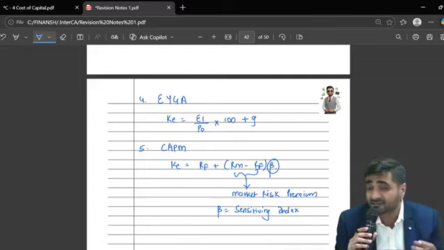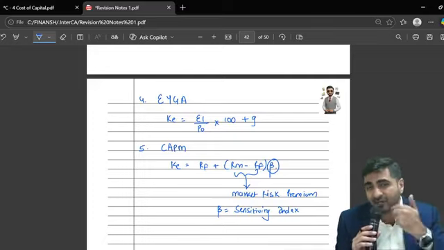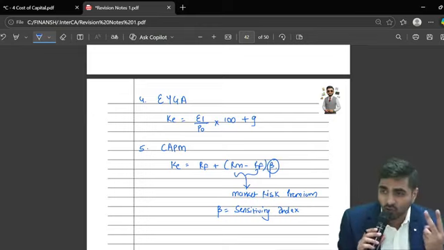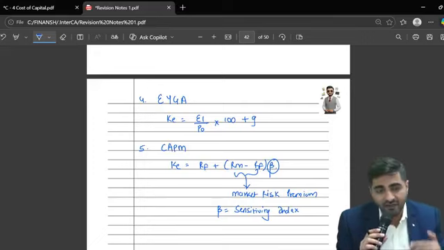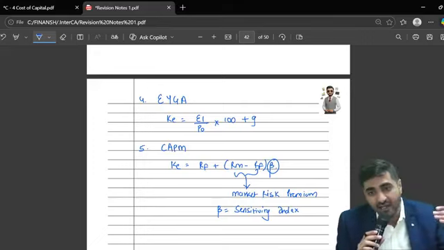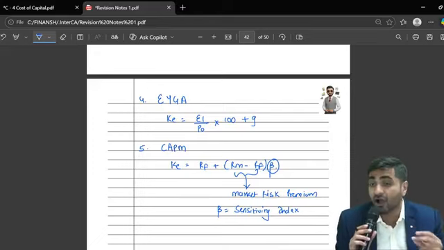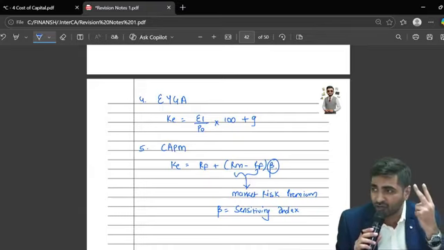Let's say, for example, my market increases by 1% and during that time my share increases by 2%. Can you please tell me what is going to be the beta in this particular case? 2, because it is moving twice as compared to the market. If my market increases by 5% and the stock increases by 10%, by how many times is my beta going to be? My beta is going to be 2 times.